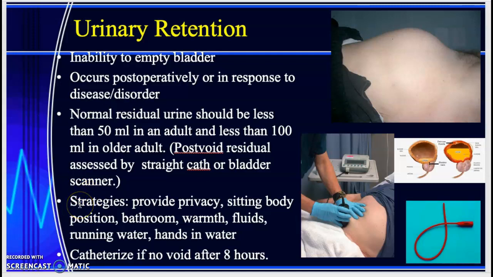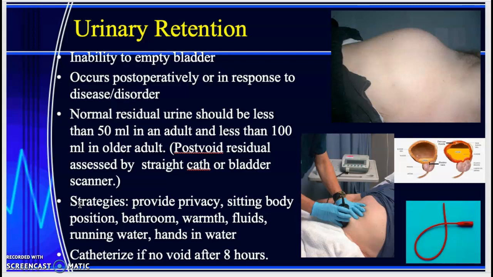Strategies to help the person to empty their bladder: make sure that you provide privacy. Often it's easier to urinate if they're sitting instead of laying flat in the bed. Try to position them to a position that's comfortable to void. If you can, help them get up to the bathroom.